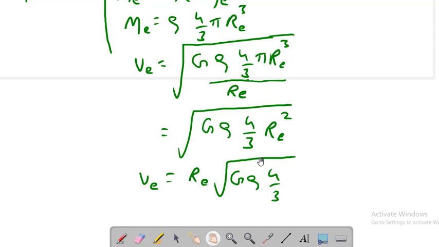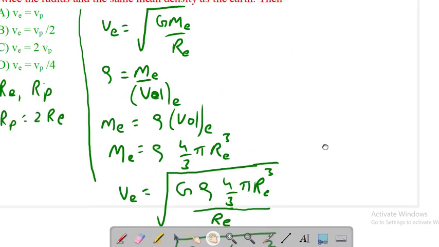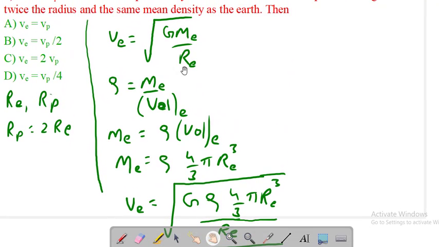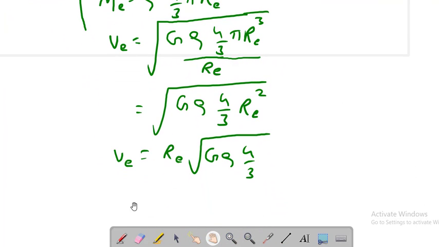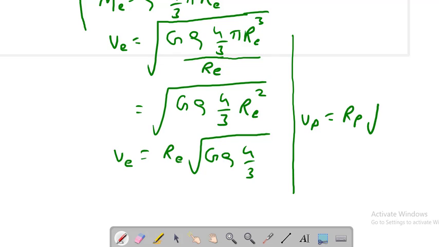Now we will do the similar calculation. The same calculation is done because here also G, M and R are there, so we don't need to derive this formula again. We can simply write for VP. So for VP, it would be RP under root G rho 4 by 3.